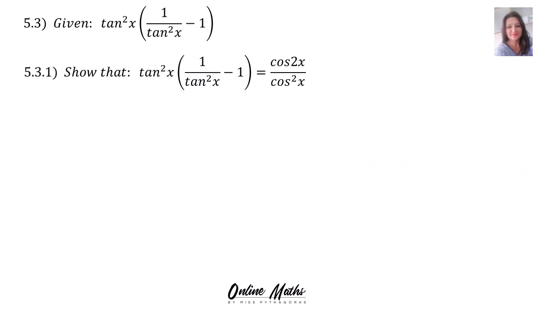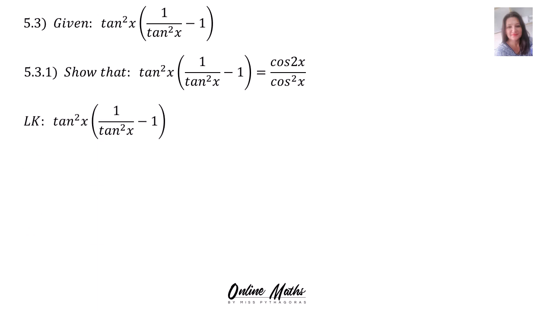5.3, given, and then they give you that identity, and they say show that that horrible thing is equal to cos 2x over cos squared x. Now, my advice to you is start on the side that looks complicated. Now, that is definitely the left-hand side.